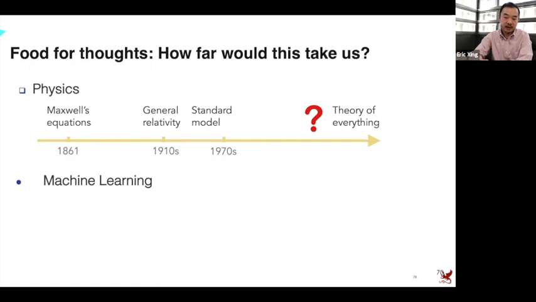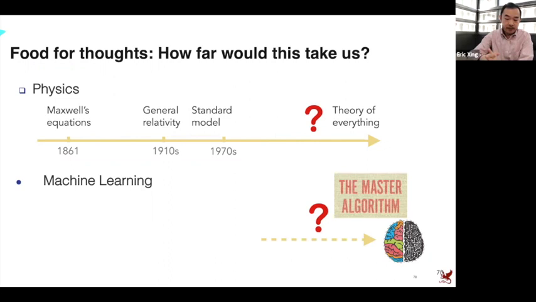Is this going to happen in machine learning? Or are we going to see a master algorithm that, like our human brain, a single brain, solves all problems? Honestly, I don't know. And that is not necessarily my goal.